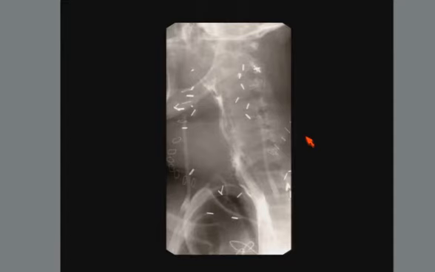So we're going to start with a total laryngectomy. Now in this case, this is a total laryngectomy with reconstruction via a radial forearm free flap.